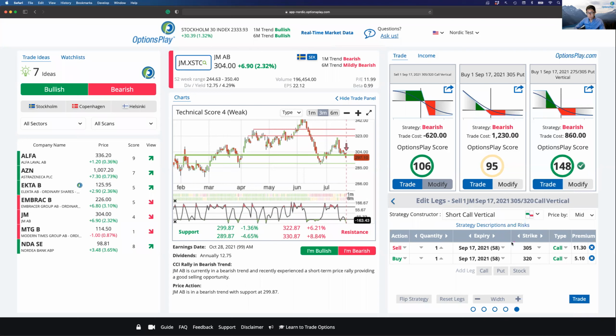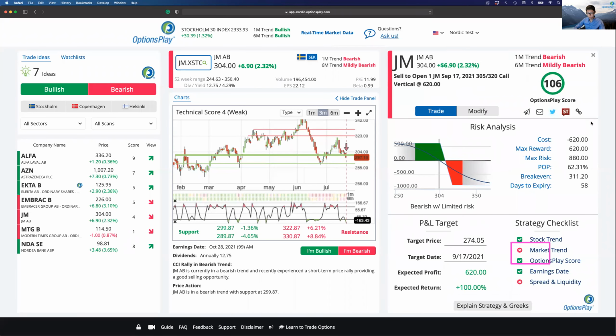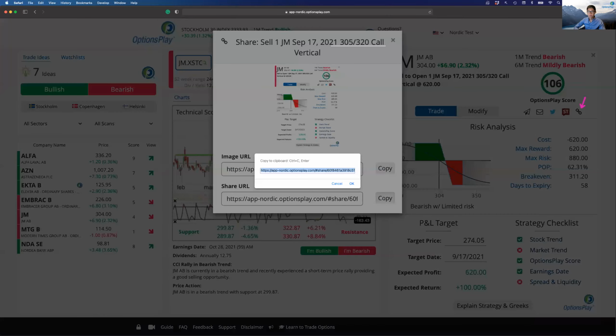So this, remember, this is a 15 crown wide spread because the distance between 320 and 305 is 15. So one third of 15 is 500 crowns, but here I'm collecting 620 crowns. So I'm actually collecting far more than the potential minimum that I'm looking for. So here's a great one for us to take a look at. Let's save this trade here as well. And then we'll wrap this up so that you have quite a few different trades that we can review. Let's do JM, bearish, and then we'll do this short call vertical.